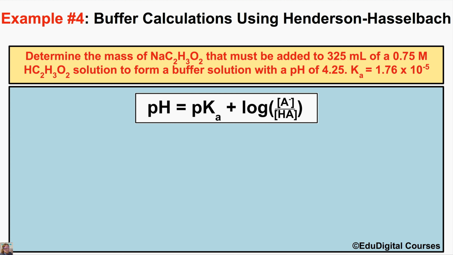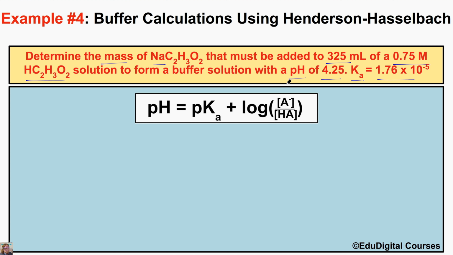In this fourth example problem, it says to determine the mass of NaC2H3O2 that must be added to 325 milliliters of a 0.75 molar acetic acid solution to form a buffer solution with a pH of 4.25, and we're given a Ka value of our weak acid, 1.76 times 10 to the negative fifth.